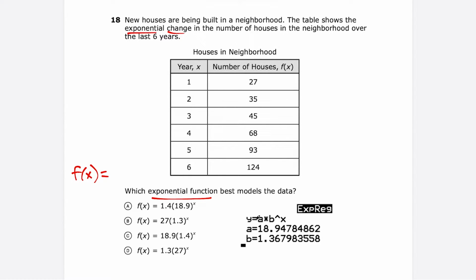So now let's use this information to write our function for f of x. So we have f of x equals, and the equation is in the form of a b to the x power. So we'll write our a value first. We're going to write 18.9, and I'm going to round to the nearest tenth because it looks like for all of these functions here, all of the numbers are rounded to the nearest tenth. And then the base of our exponent is 1.4. I look at the hundredths place, it's a 3, and I'm going to round this up to 1.4. So we have 1.4 to the x power, and we just scan the answer choices, and this is going to match up with choice C.